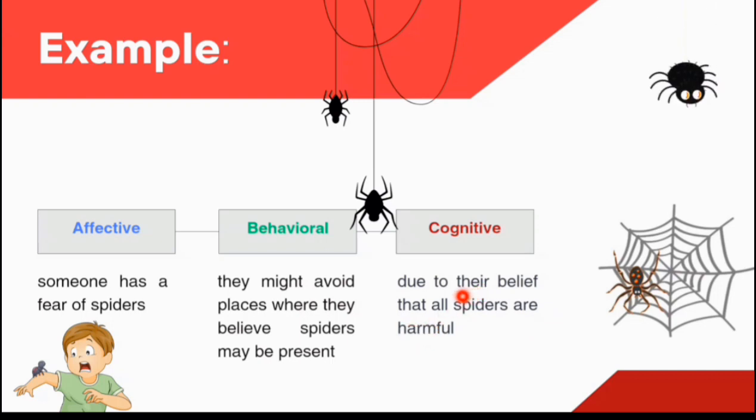When they believe in something, we said cognitive means beliefs, thoughts, attitudes towards something. When they believe about something, it is cognitive. When they act, it is behavioral. When they feel, it is affective. So this is an example for all these three components.